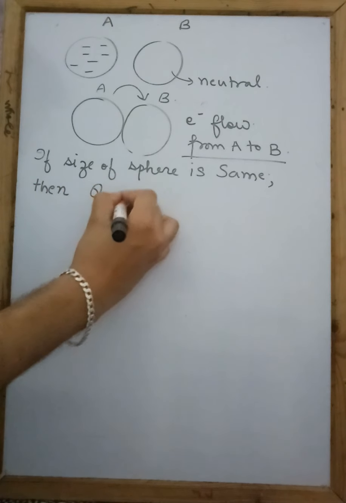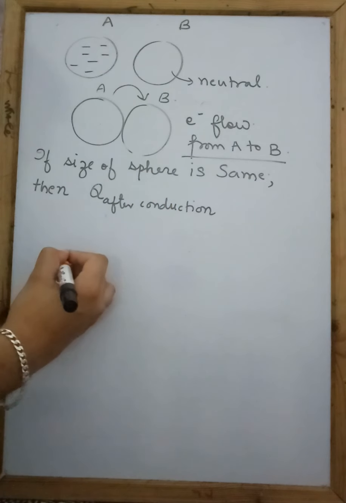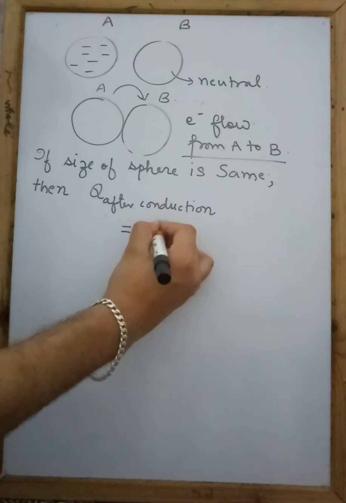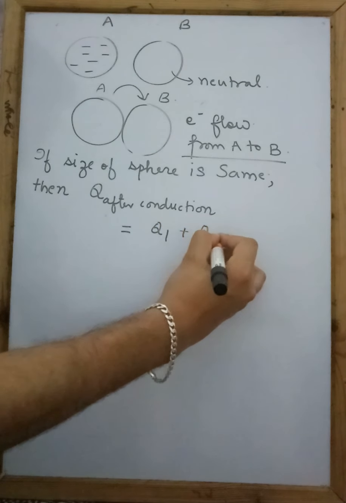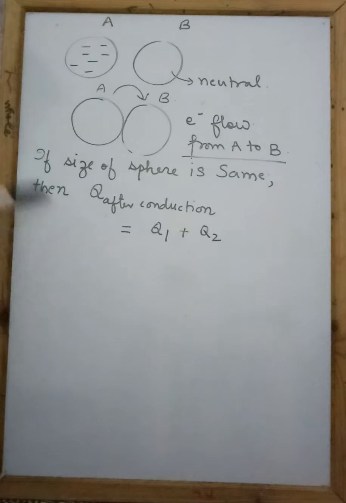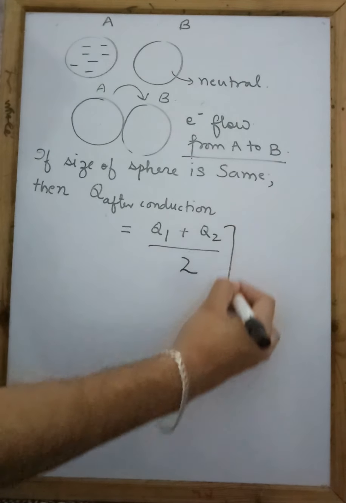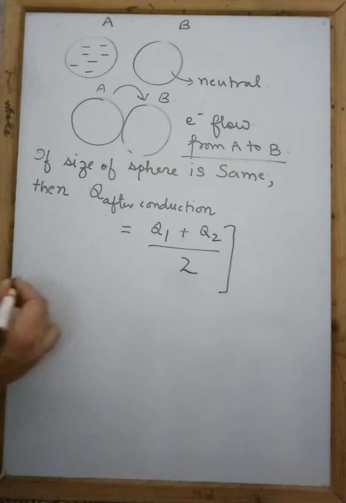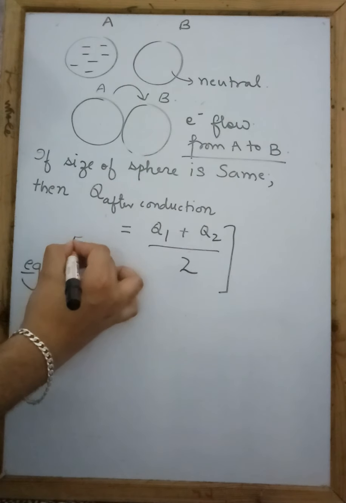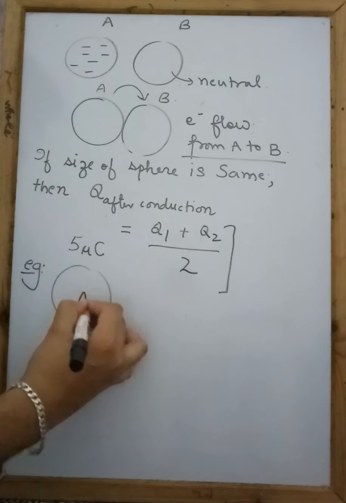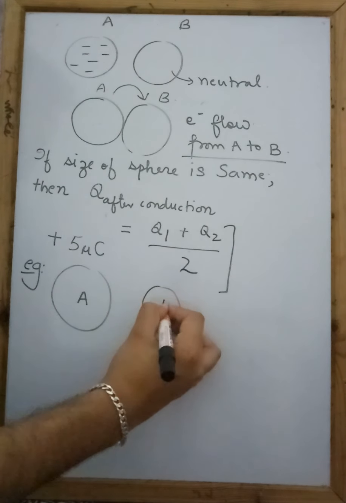What will be the charge on both the spheres after conduction? That will be equal to (Q1 + Q2) divided by 2, where Q1 is the charge on the first sphere before conduction and Q2 is the charge on the second sphere before conduction, which in the example I have discussed is 0. So you have to take the average of the charges. For example, let us suppose there is a sphere A which carries a positive charge of 5 microcoulomb, and there is a sphere B which is neutral.